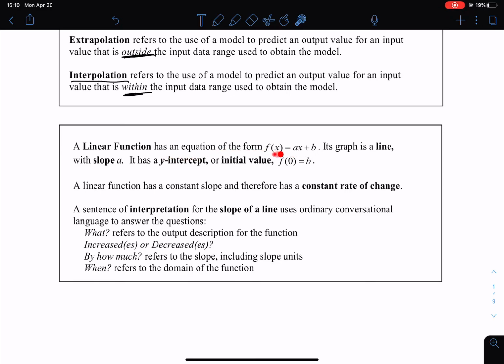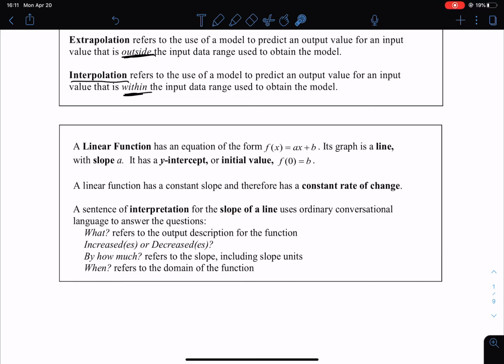The second box shows you the linear function. A linear function is an equation ax plus b. For a linear function, the graph is a line with the slope a. And in the last section, we talked about the concavity of a line. A line has no concavity. When you plug in x equals 0, then we have b. The value b is called the y-intercept, or we can say this is the initial value. The property of a linear function is that the function has a constant slope, the slope is a, and so the function has a constant rate of change.